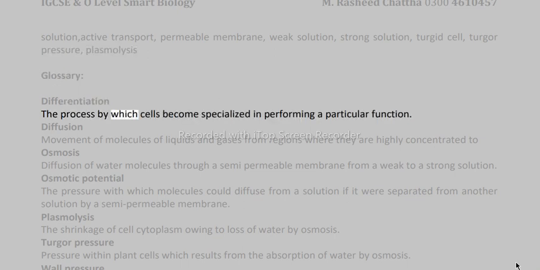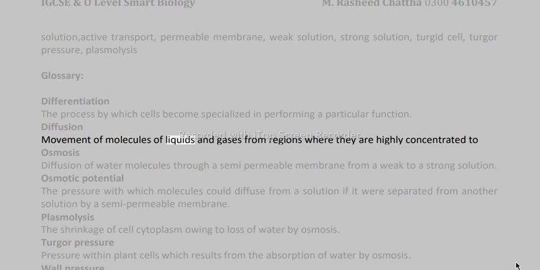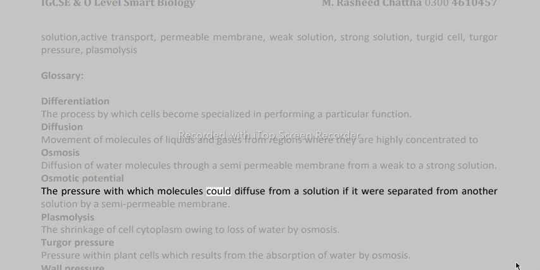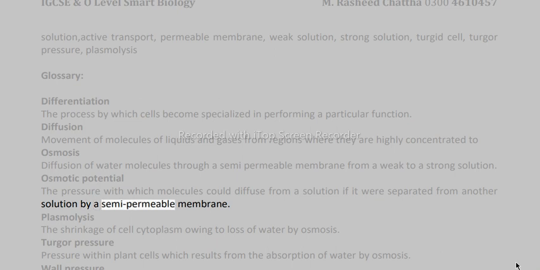Differentiation: the process by which cells become specialized in performing a particular function. Diffusion: movement of molecules of liquids and gases from regions where they are highly concentrated to regions where they are less concentrated. Osmosis: diffusion of water molecules through a semi-permeable membrane from a weak to a strong solution. Osmotic potential: the pressure with which molecules could diffuse from a solution if it were separated from another solution by a semi-permeable membrane. Plasmolysis: the shrinkage of cell cytoplasm owing to loss of water by osmosis.